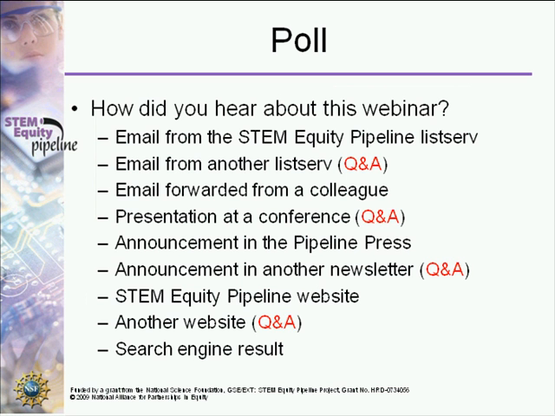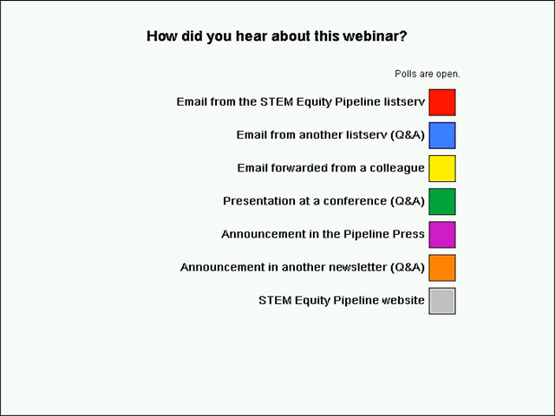But let's first of all find out how you heard about this webinar. I'm going to put a poll up here in just a second for you to respond to. These are the answers to the poll. But what I'd like to ask you to do is, if you respond to the email from a listserv or a presentation at a conference or announcement in another newsletter, if you wouldn't mind, in the Q&A section, you can submit the specific information about where you heard about the webinar. For example, if you got an email from another listserv and you happen to be on a state-level listserv, you could tell us what listserv that was. If you received it from another newsletter, if you'd let us know the name of the newsletter, that would be very helpful too. It gives us a sense of the breadth of our ability to reach out across the country and how we can best market our own activities.